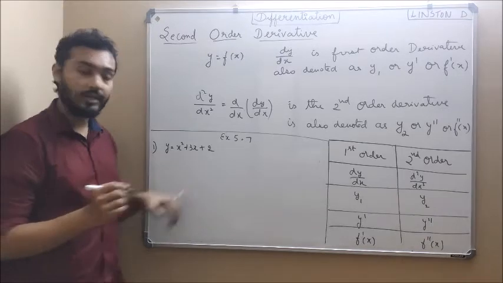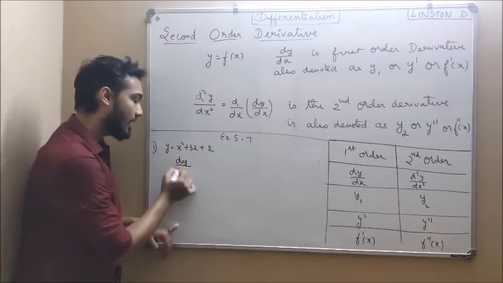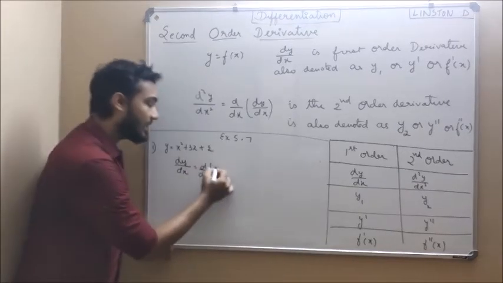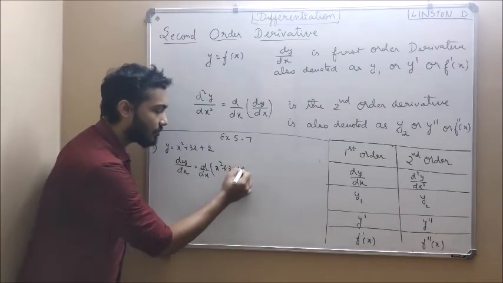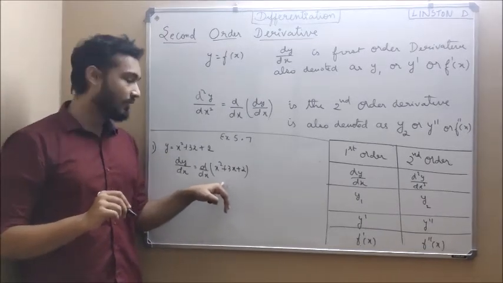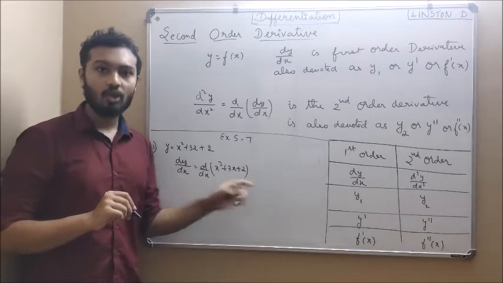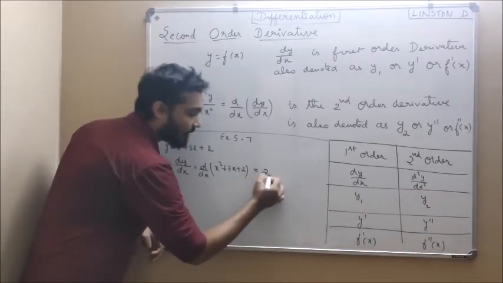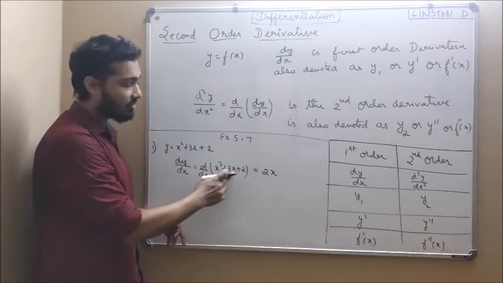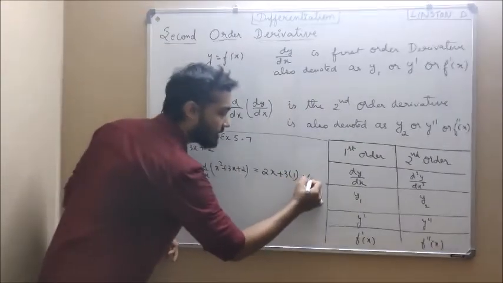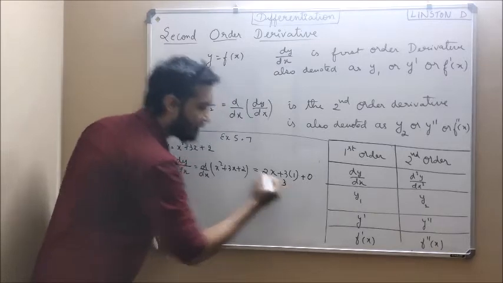What is the first order derivative? It is nothing but dy by dx, which is d by dx of y, and y is x square plus 3x plus 2. Now, differentiate this. This is a sum, so we differentiate each term. Differentiation of x square is 2x. Differentiation of 3x: 3 is a constant, take it out, d by dx of x is 1, so plus 3 into 1. Plus differentiation of 2, a constant, so plus 0. So it is 2x plus 3.